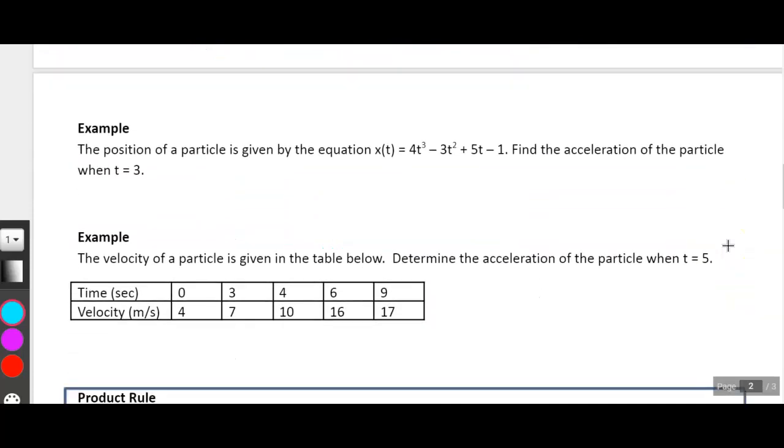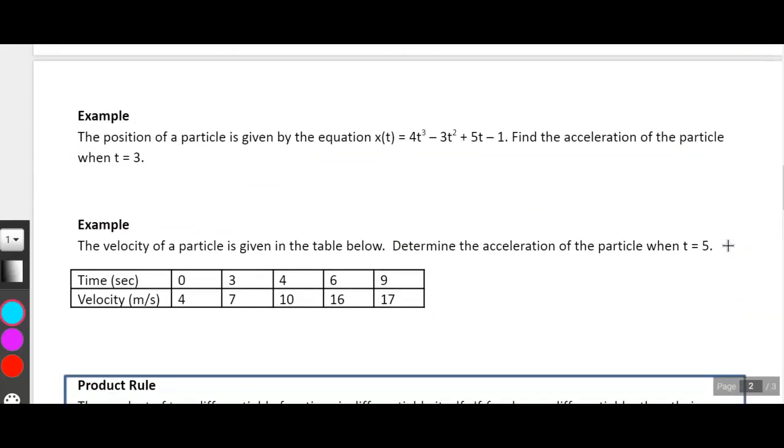So right here, the position of a particle is given by this equation. So what I'd like to recognize is that this is the original, and I always write that on my problems just to help. So they give you the function, find the acceleration of the particle when t equals 3. So if I want acceleration, that means I want the second derivative. Okay, so our first derivative, I'm just going to line them up. This is a power rule.